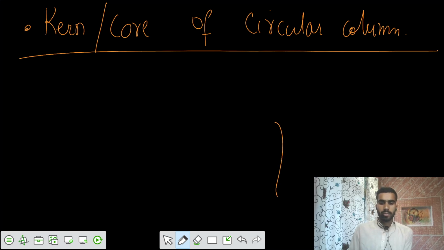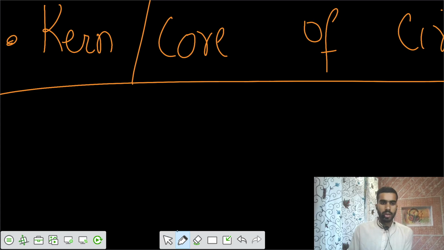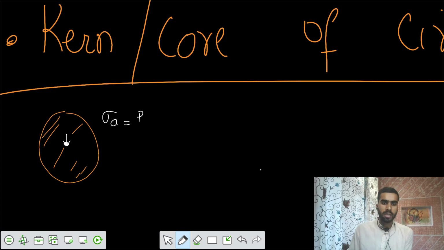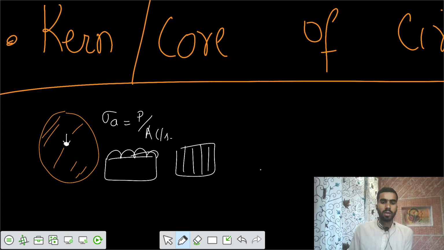So we say that there's some column of some cross section. Now you applied a load. If the load was applied on the centroid of the cross section, that means there would have been only axial stresses, that is P by area of cross section, and the stresses would have been uniform for the entire cross section.